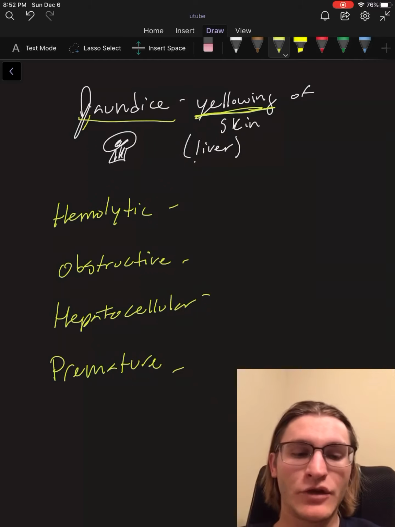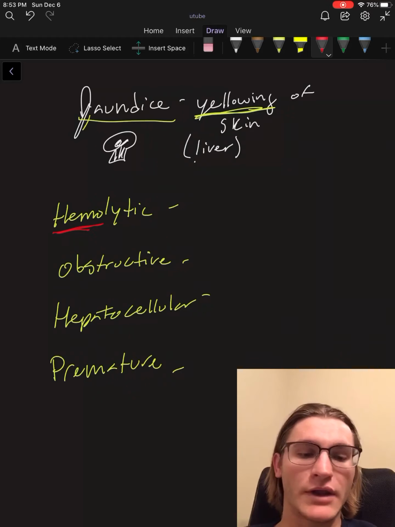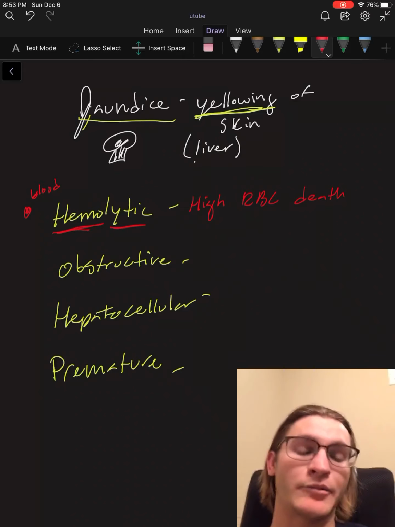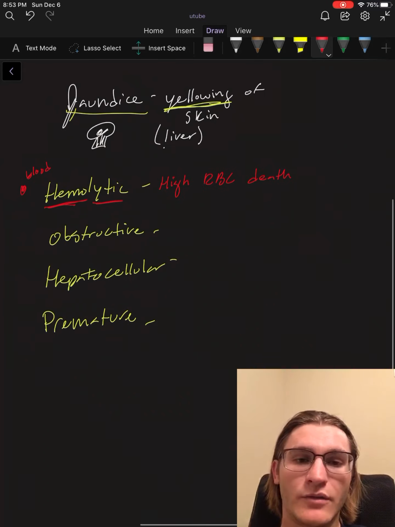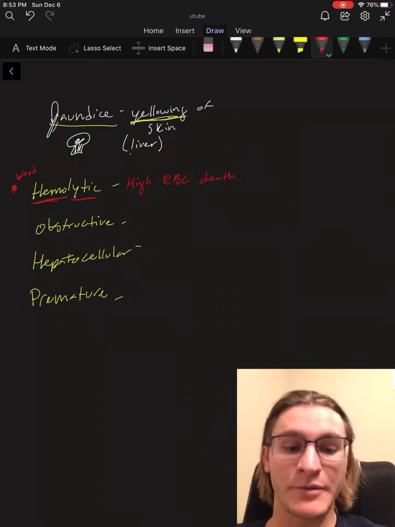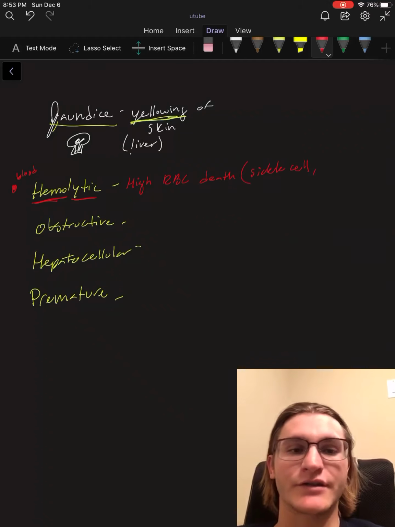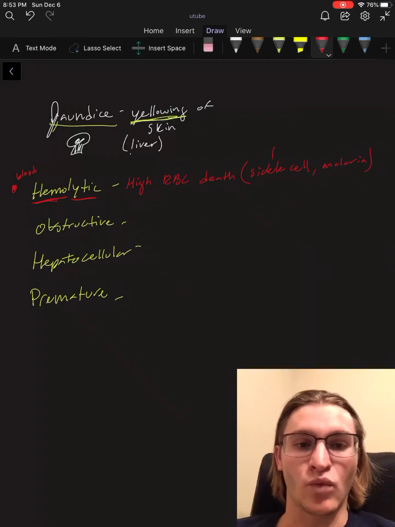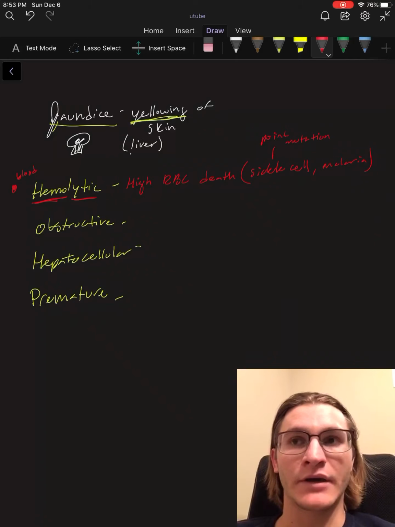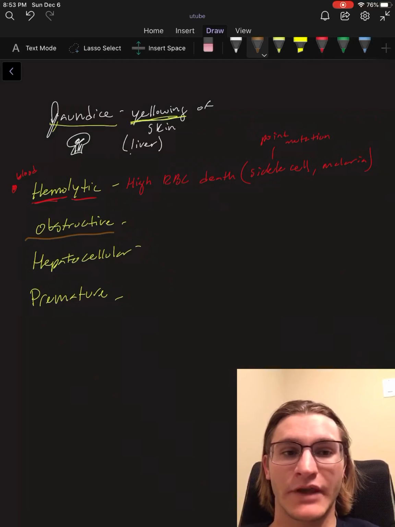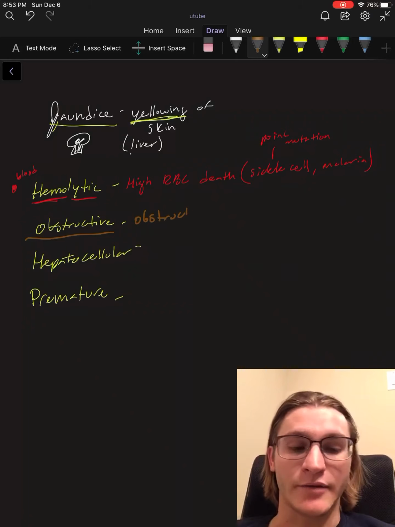So hemolytic, you could break down the words. Hemo is for blood. Lytic means it's getting split or spliced or broken. So this kind of jaundice signals that there's a large amount of red blood cells that are dying, and they're dying prematurely usually. So what kind of diseases are associated with high red blood cell death? That'd be like malaria, or the point mutation, which is sickle cell anemia. Sickle cell anemia is a point mutation, so it's a genetic flaw, and the African community is more subject to sickle cell anemia. And malaria is a disease passed on from a parasite.